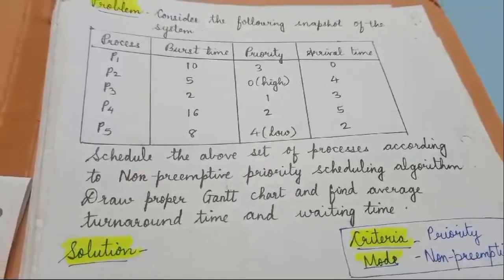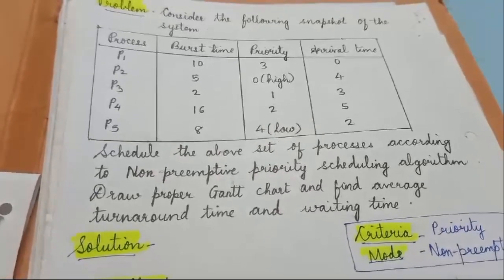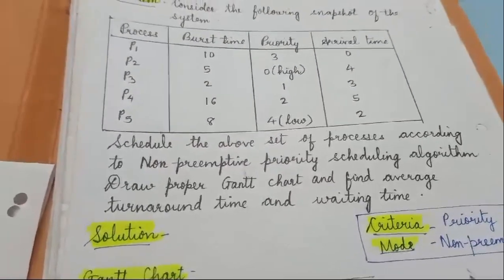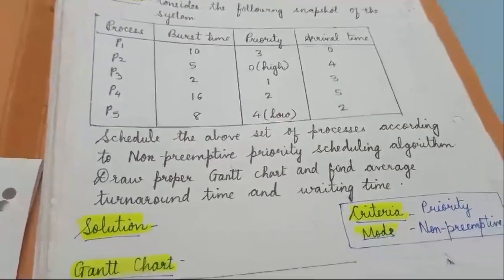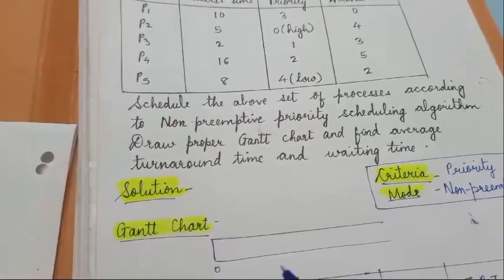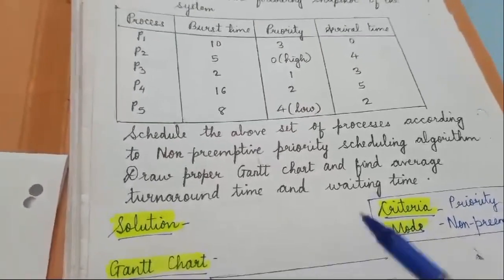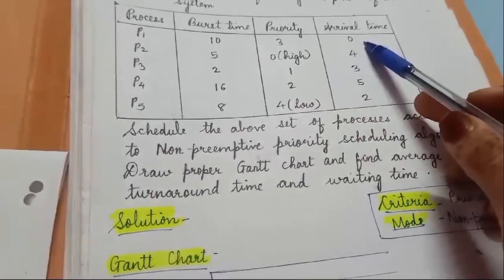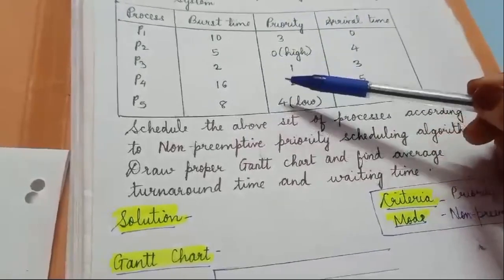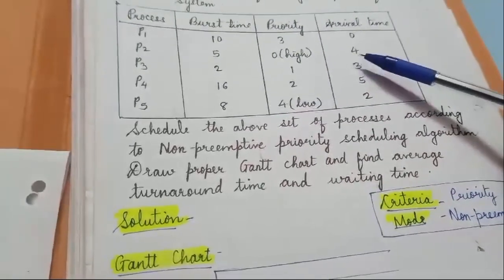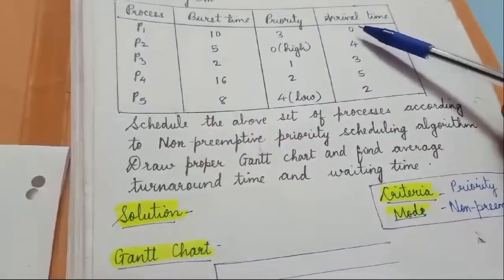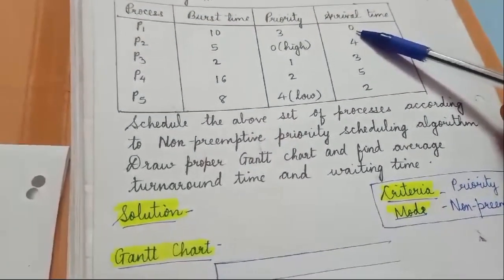So, as I said, whenever we start with the problem, we'll first focus on the arrival time. Here, when we are drawing the chart, firstly we'll focus on the arrival time of the process. This is the given process with burst time, priority and arrival time. So let's see the arrival time. P1 arrives at 0 with burst time 10.